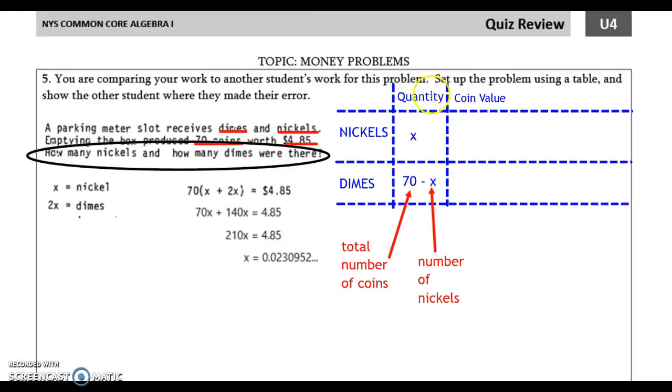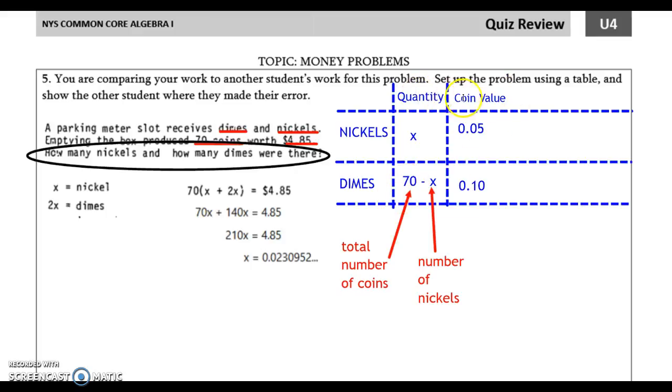Now I added in some headings to make it a little bit more clear. The quantity of nickels and dimes is here. The coin value is pretty straightforward because we know that nickels are worth 5 cents and dimes are worth 10 cents. The reason we're writing it like this in decimal form is because our answer, which is $4.85, is in the form of dollars, which has a decimal for cents. So we have to keep that unit consistent.